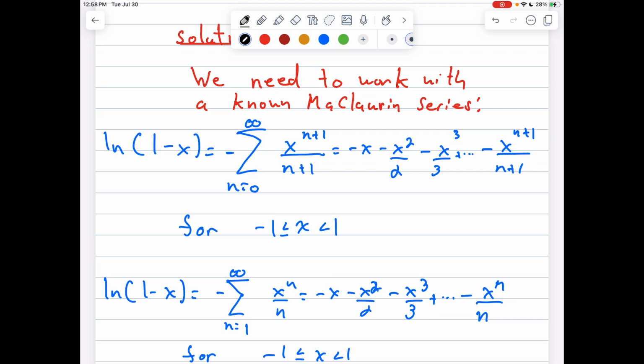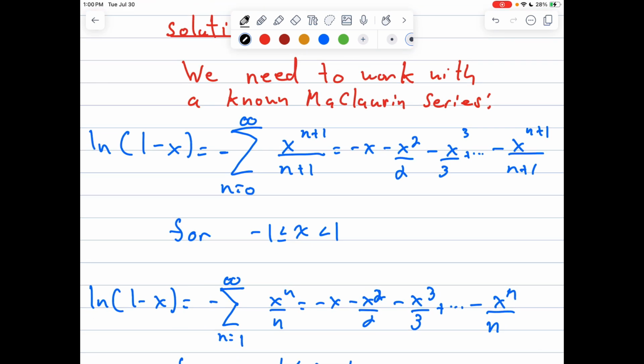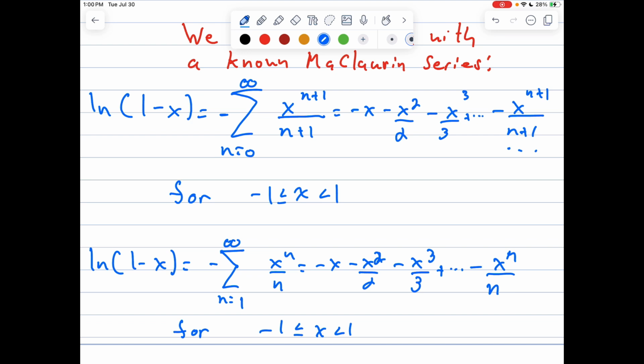That's a Maclaurin series centered at 0, and it's equal to minus the sum from n equals 0 to infinity of x^(n+1) over (n+1). Or if you prefer to write it out term by term, it's minus x squared over 2 minus x cubed over 3, and so on, minus x^(n+1) over (n+1), and so on. Now, this series is valid for particular values. It's valid from negative 1 inclusive to 1 not inclusive.